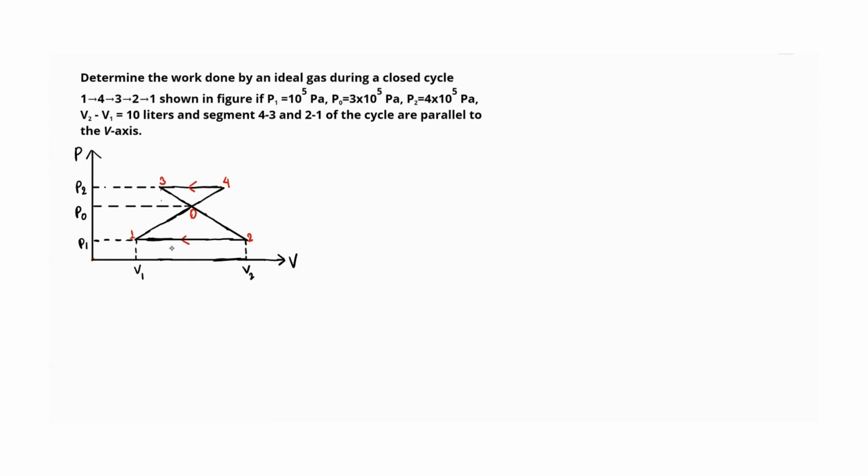So we can see in this question and diagram that we have a closed cycle, and we have a PV diagram, with pressure in Pascal and volume in liter. So we need to understand this, and in order to solve this numerical, we use this concept.